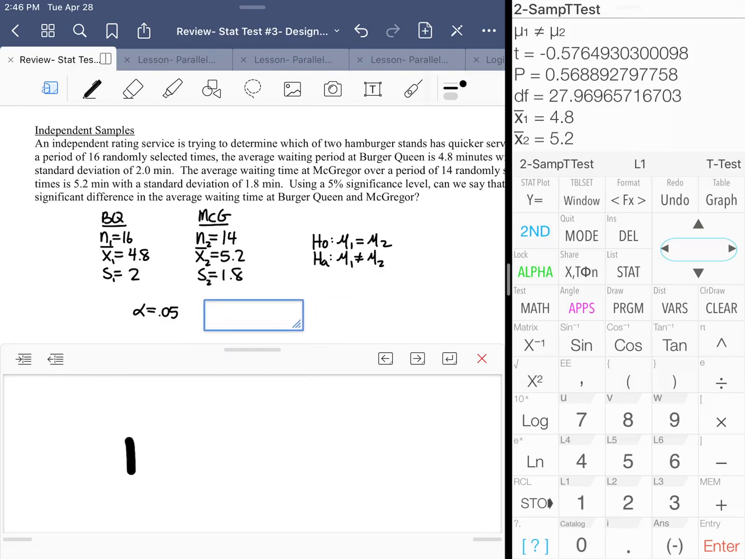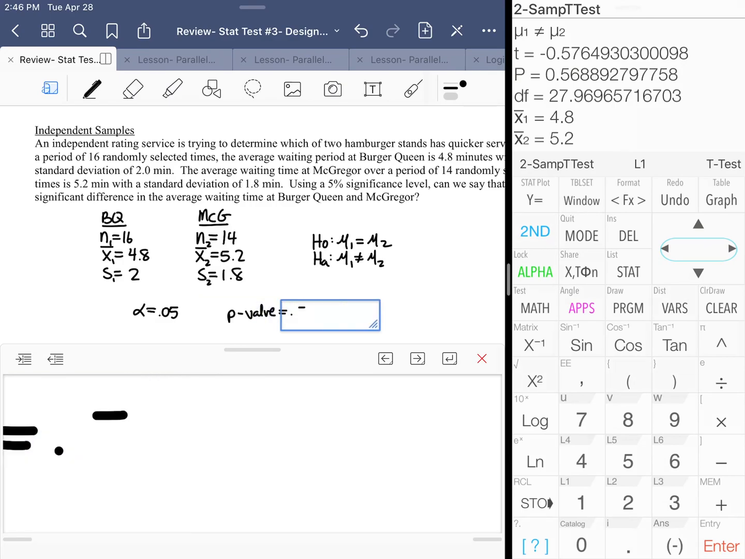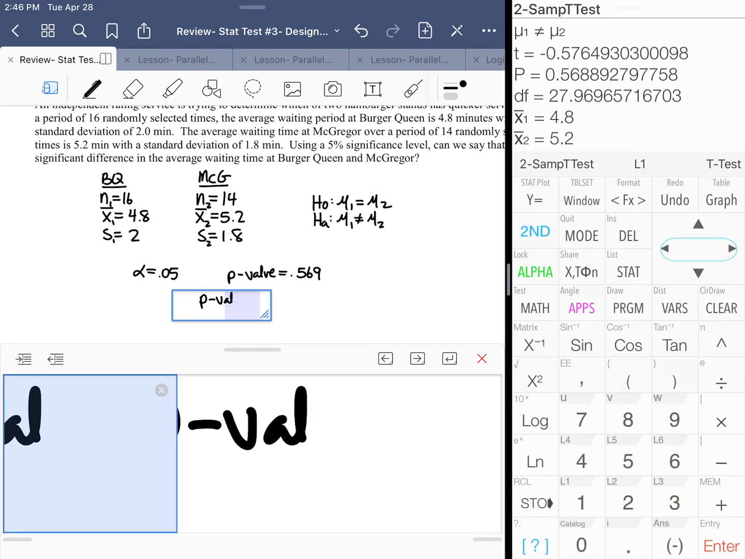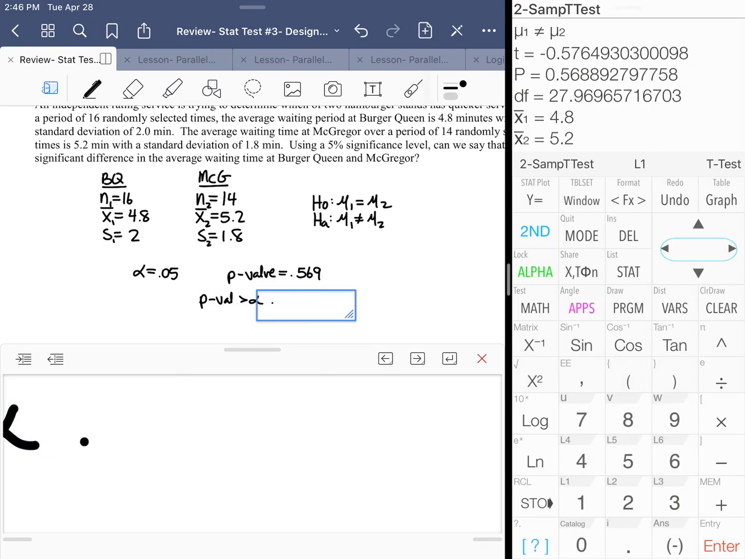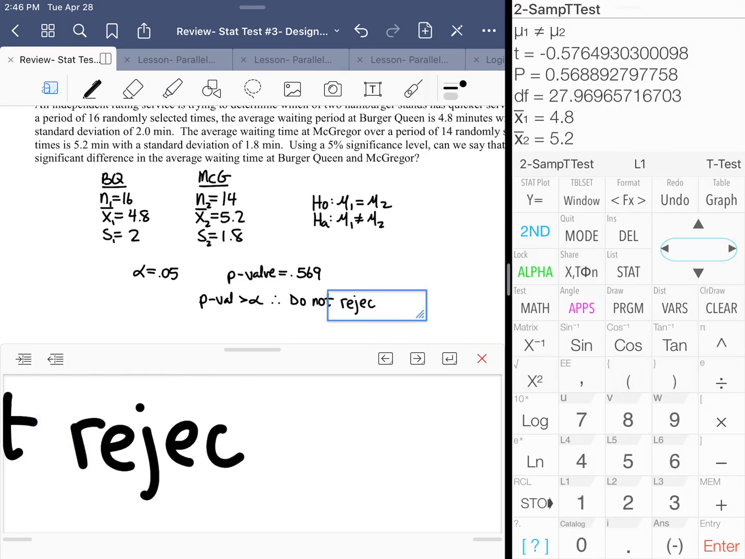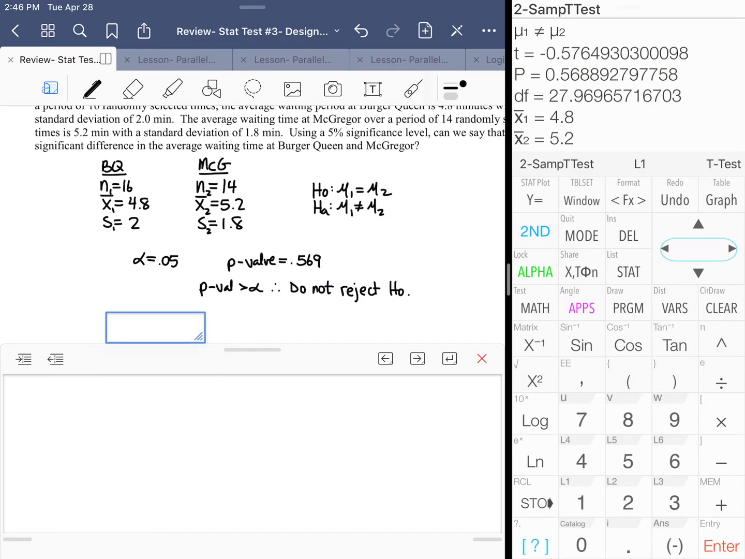All right, so anyway, we're going to calculate the p-value, about 0.569. So very, very large. The p-value is greater than alpha. Therefore, do not reject the null hypothesis.